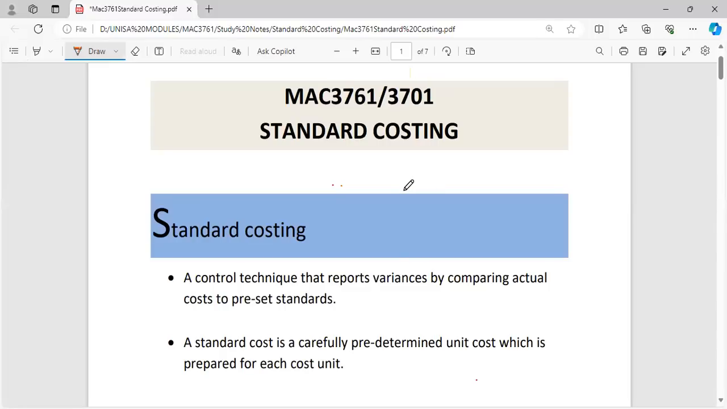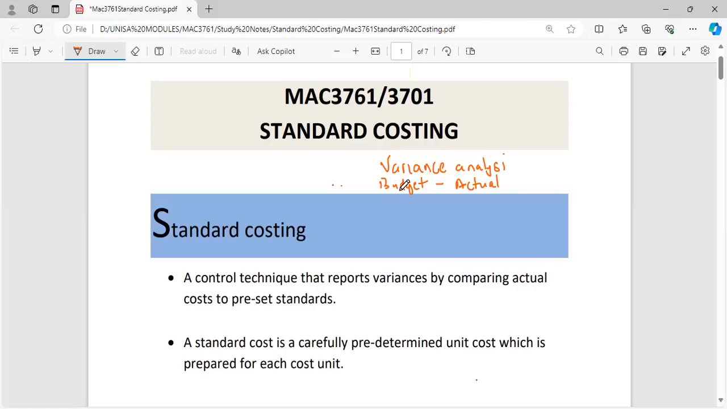Okay, in standard costing, this is a very interesting topic. We should just understand that standard costing is all about variance analysis. So in standard costing, what we will be looking at is our budget. We look at the budget and the actual. I think we all do budget. Everyone understands this.